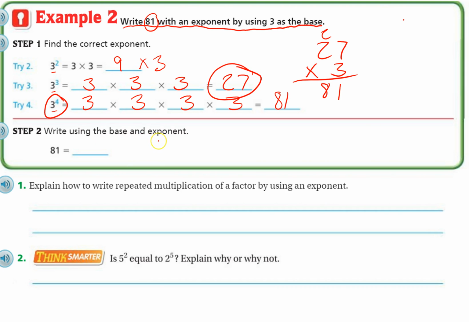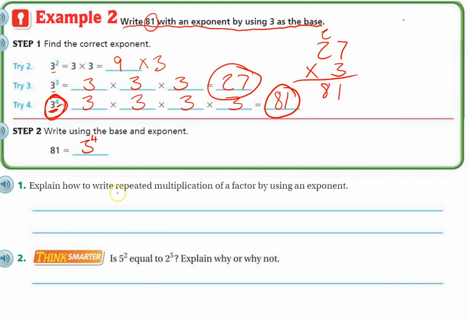So write using the base and the exponent. So 81, and that's this. The base is 3, the exponent is 4, and it equals 81. So 3 to the 4th equals 81, or 81 equals 3 to the 4th.